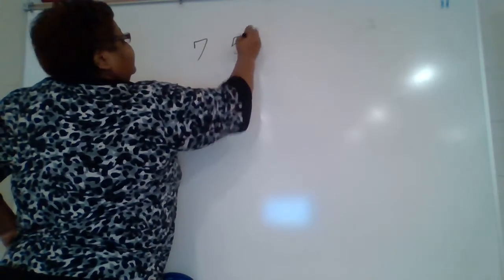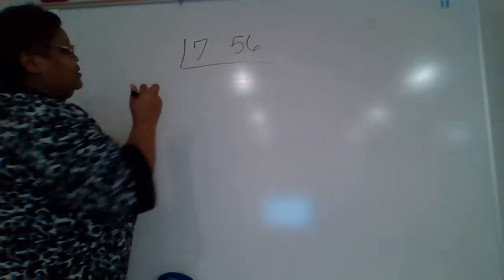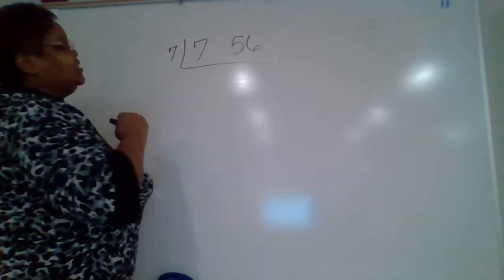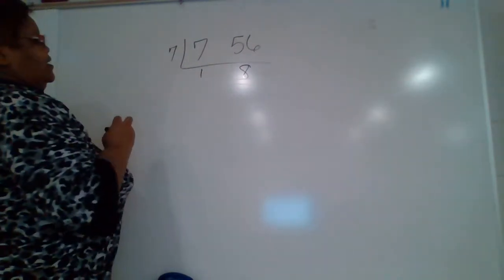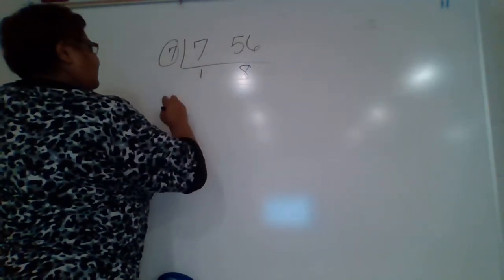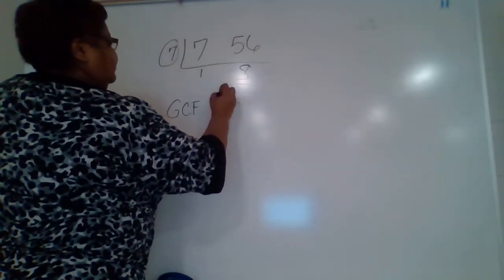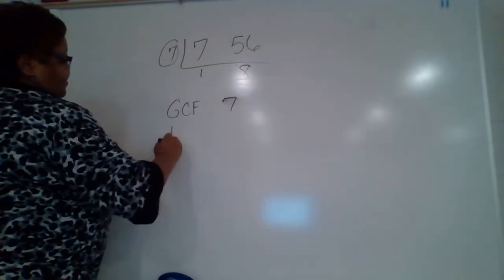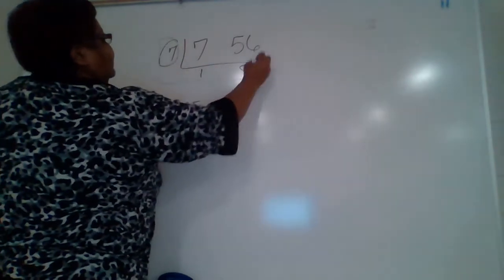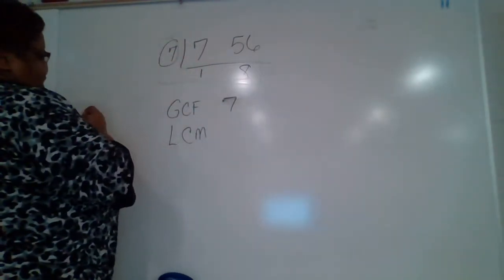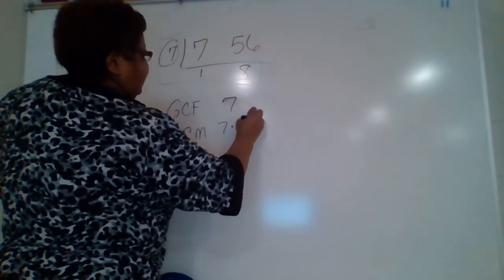7, 56. What goes into 7 and 56? 7, because 7 times 8 is 56. So 7 goes into 7 one time. 7 goes into 56 8 times. My GCF is just the number to the side. So it's 7. We don't have to multiply it by anything. And then my least common multiple is my L again. So that's 7 times 1 times 8.